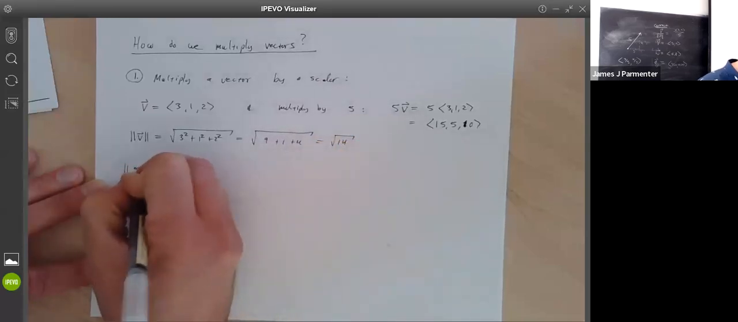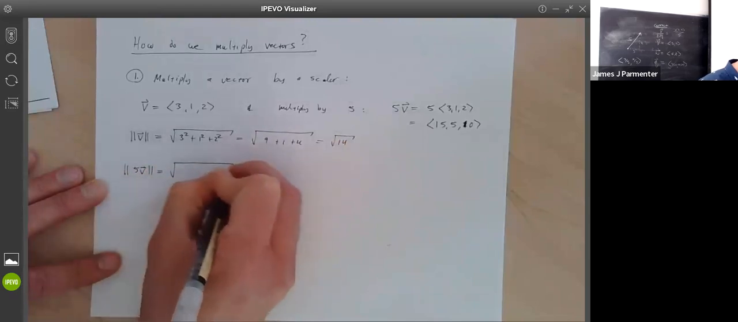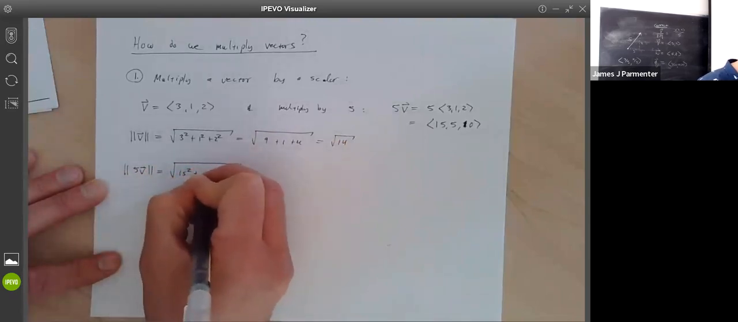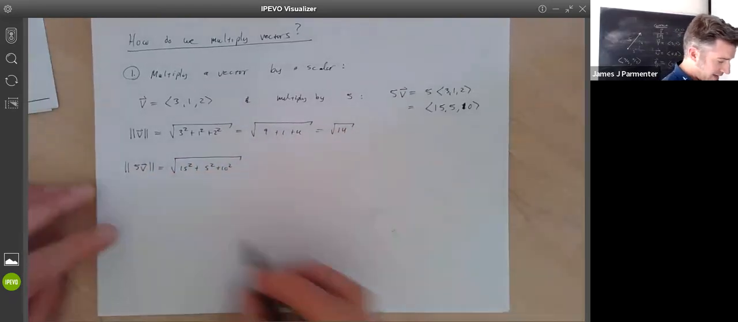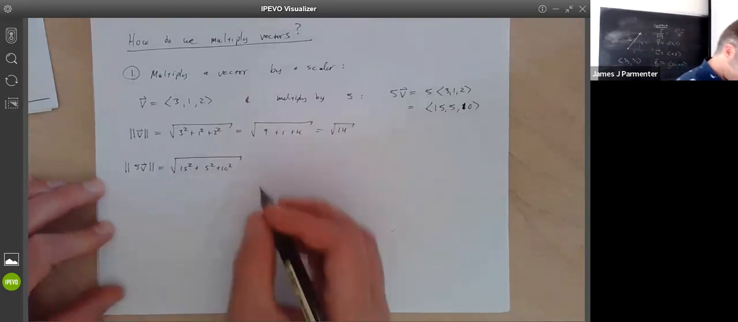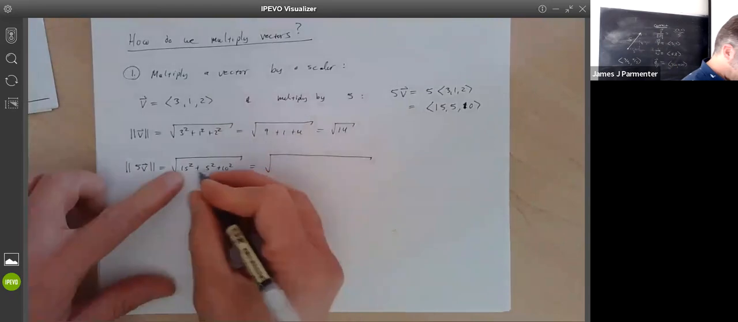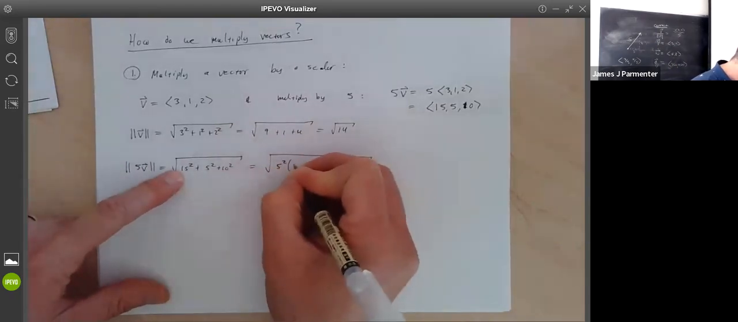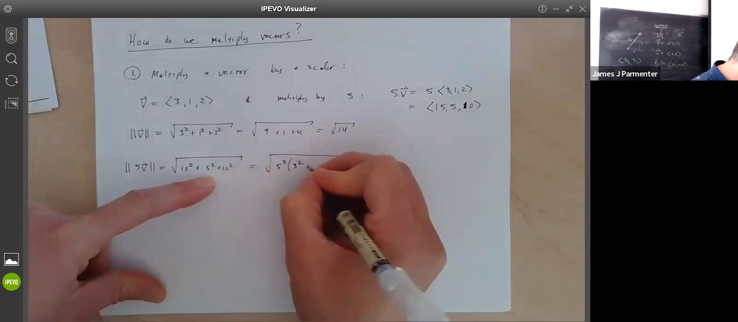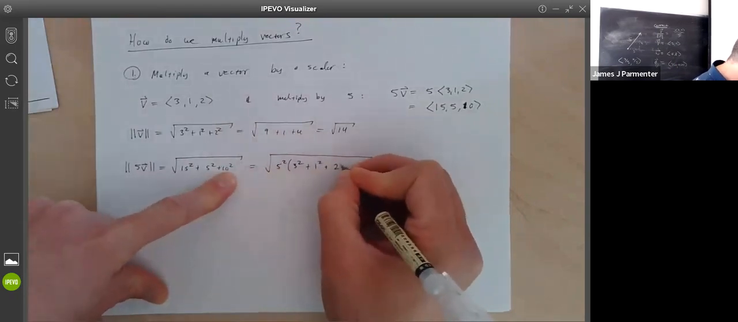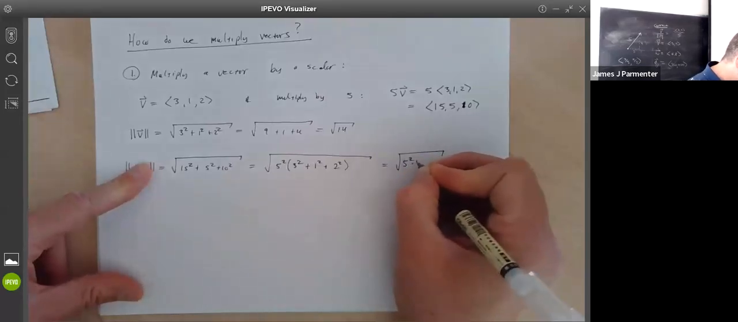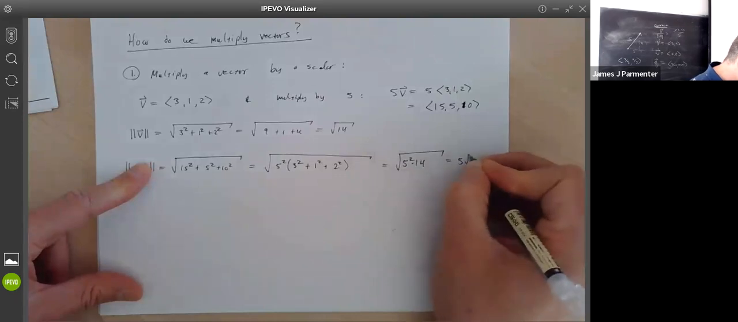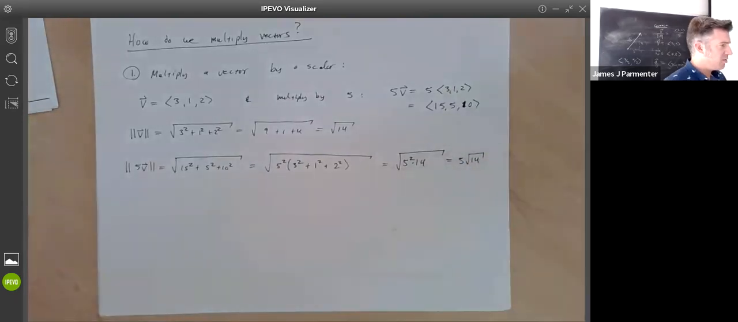This magnitude of 5v would be the square root of 15 squared plus 5 squared plus 10 squared. But I should be smart about this. I can factor out a 5 squared from each of those. If I factor out a 5 squared from 15 squared, I'm left with a 3 squared. From the next, I'm left with a 1 squared. From the last, I'm left with a 2 squared. And then I'm ending up with the square root of 5 squared times 14, or 5 times the square root of 14. So when you multiply a vector by a scalar, you're multiplying its magnitude by that scalar.